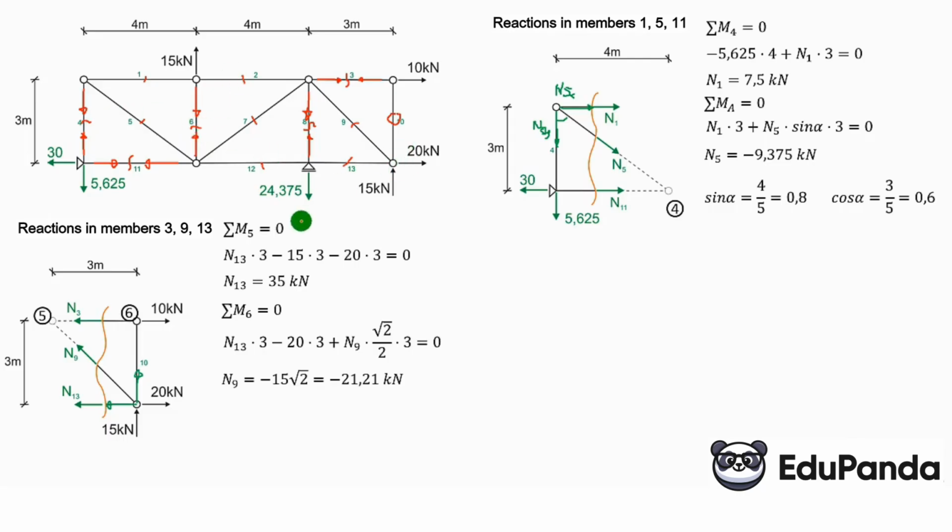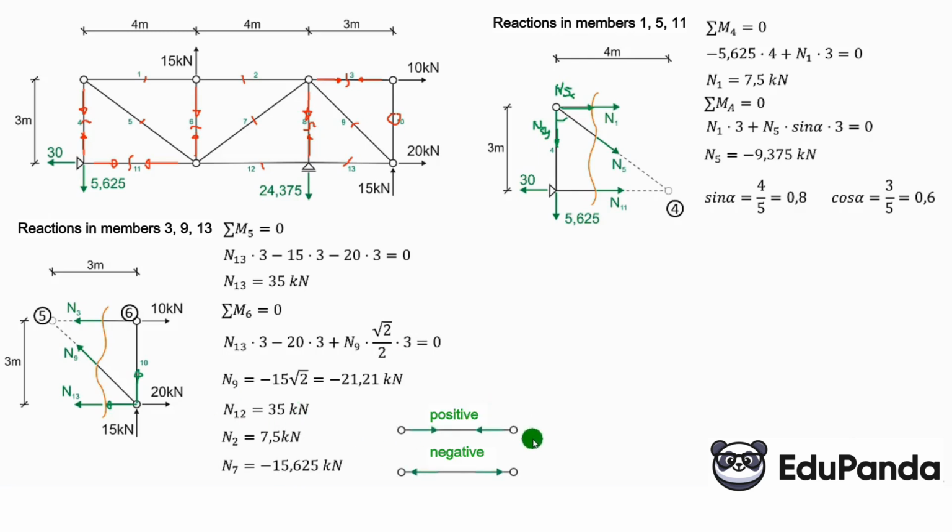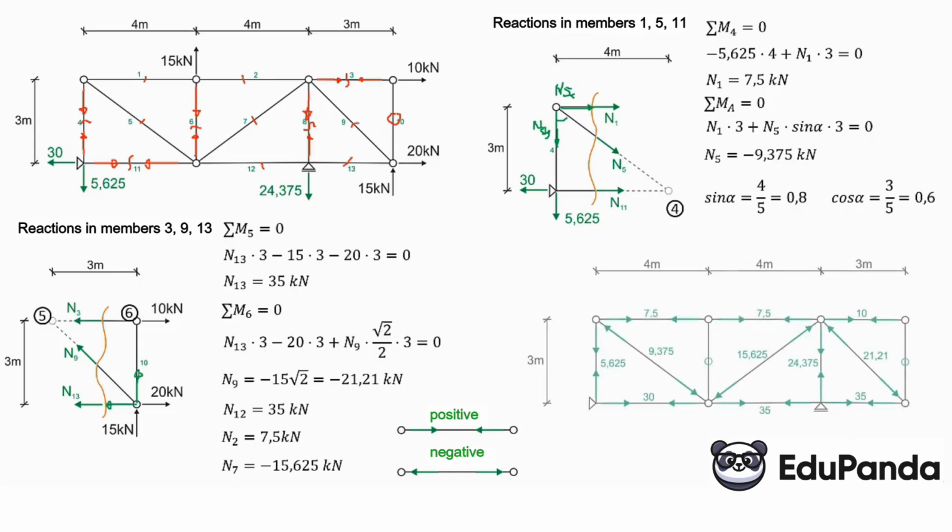And now I remind you of the convention for labeling. We are rewriting these reactions from the previous slide, N12, N2, and N7, and I remind you that if the rod is being stretched, the direction of the internal force in the rod is towards the inside of the rod. And if the rod is being compressed, the directions are towards the outside of the rod. So the graph looks like this, and all right, let's go through all the rods from the left. We look at this rod, we have 5.625, as I said here, vertical rod 7.5. This is the first rod.